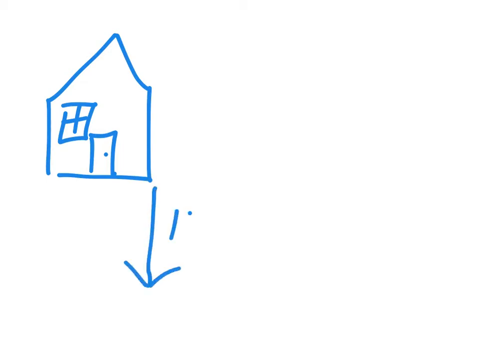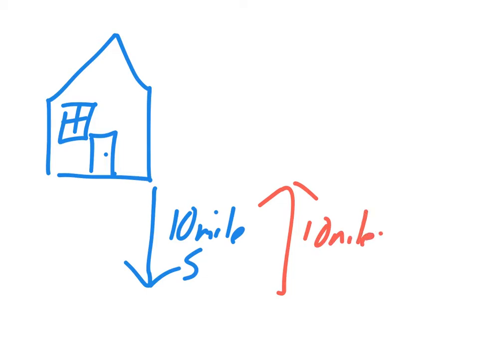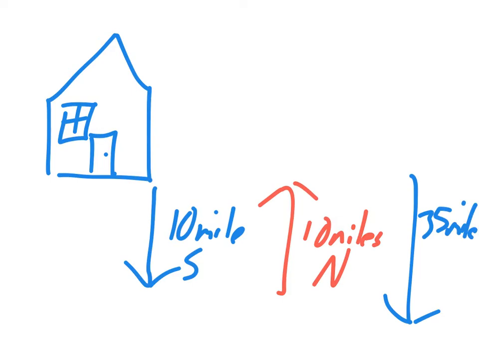Let's take a look at an example of why vectors and scalars are so important in science, okay? So this morning I left my house. I traveled 10 miles south. But then I remembered I forgot my computer. So I traveled back that 10 miles north. But then I had to hurry and get all the way to school, so I traveled the 35 miles between my house and the school that is south.